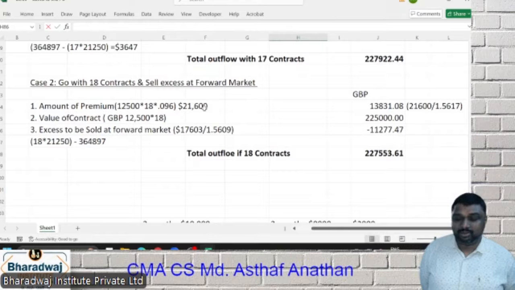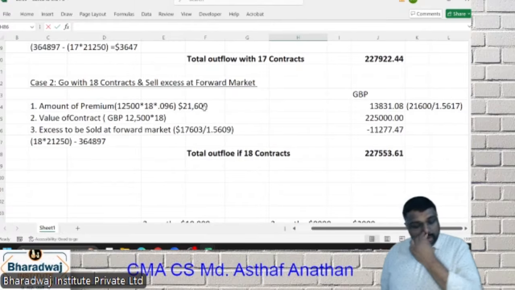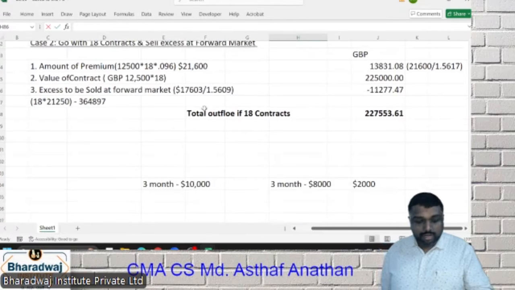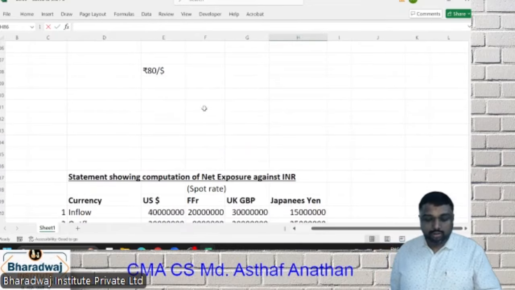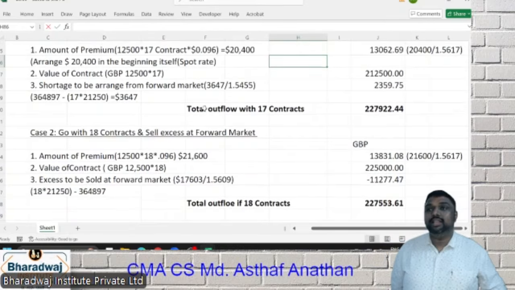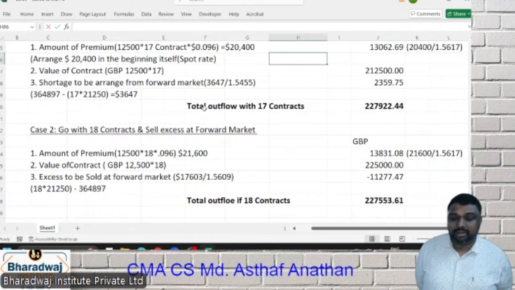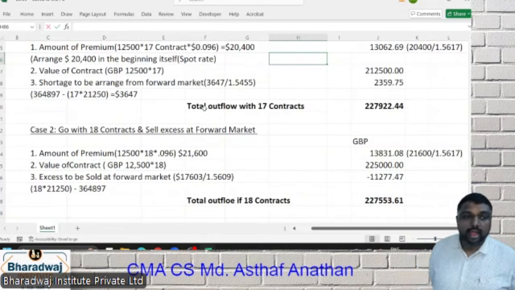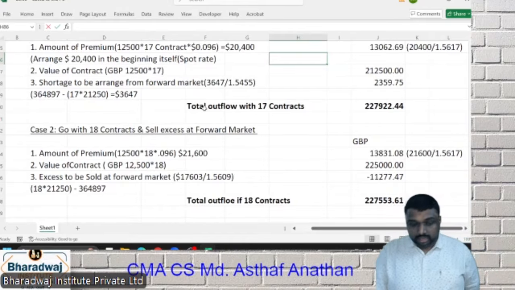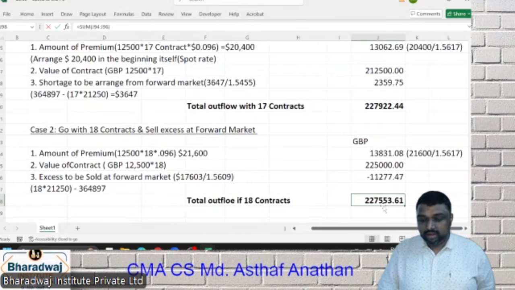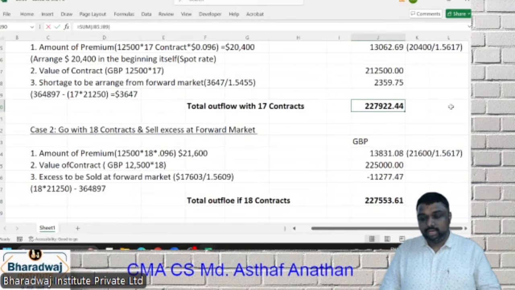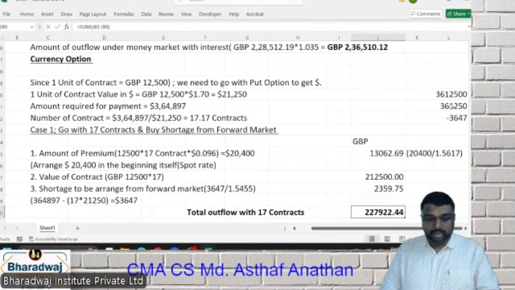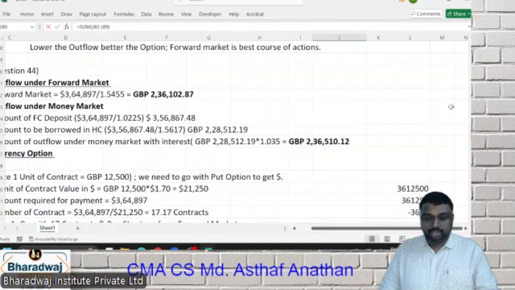So that's all. Now you can go for a comparative table. What is a comparative table? You have to take all the 4 cases. I am not preparing the table again and taking enough time. What I'm going to do is just check which is the best. 18 contract: 227,553. Here 227,992. Here under the option, 236.